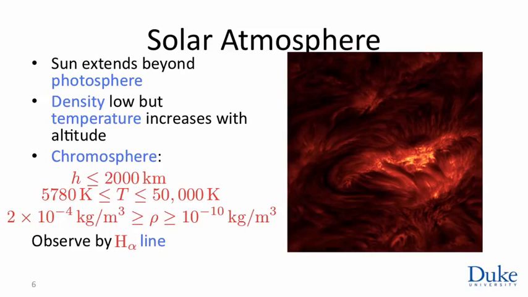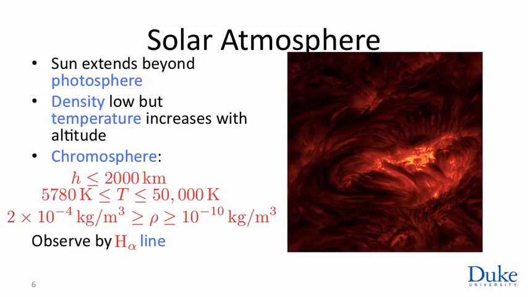The first lower layer of the atmosphere is called the chromosphere. That's the layer up to an altitude of 2,000 kilometers above the photosphere. In the chromosphere, the temperature rises to about 50,000 Kelvin, but the density decreases by 7 orders of magnitude. So there's not much gas there. It's very hot, but we don't see the chromosphere. We're blinded by the photosphere, even though the chromosphere is hotter, because the T to the fourth is outweighed by the fact that there's basically nothing there.